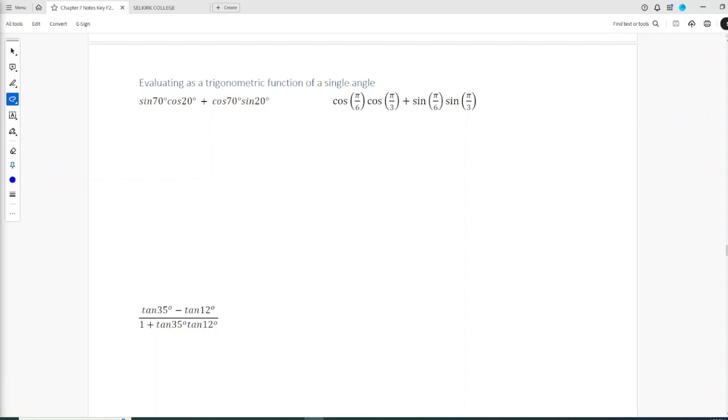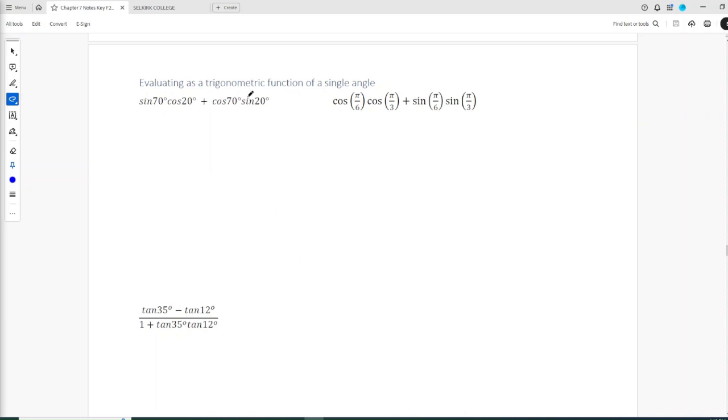The next thing we're going to do is very much related to what we just did, just opposite. What we did before was we had the sine or the cos of an angle, and then we had to write it out as a sum and difference identity. What you're going to do here is recognize that something is a sum or difference identity and then write it back as a single trig function.